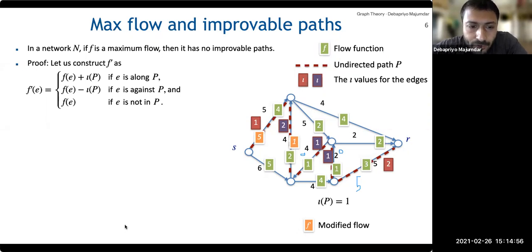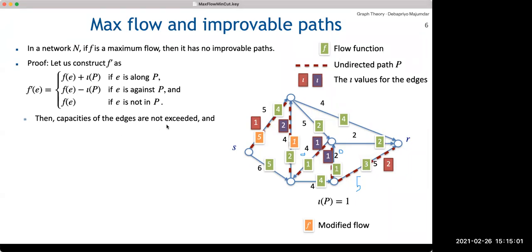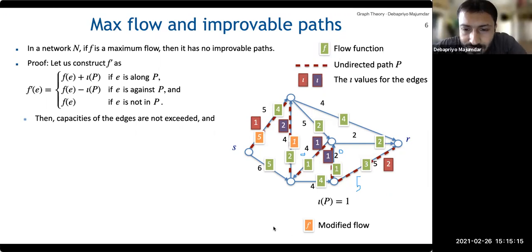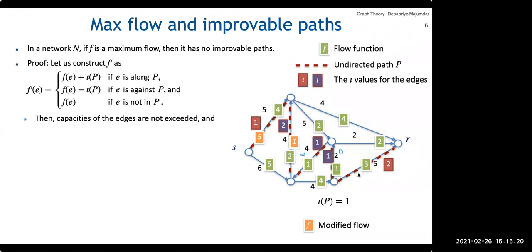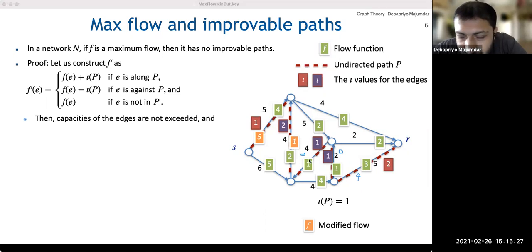Now, the point is, capacities of the edges. One question. Yes. The improvement factor is for the whole path, right? Yes, 1. So this last stage should be 4. I'm sorry, it should be 4. Yeah, you're right. This should be 4. That is also a small mix up that I made before.